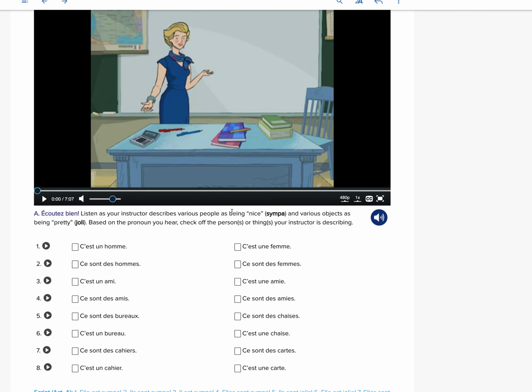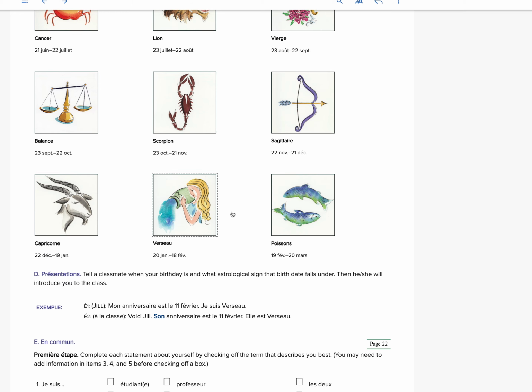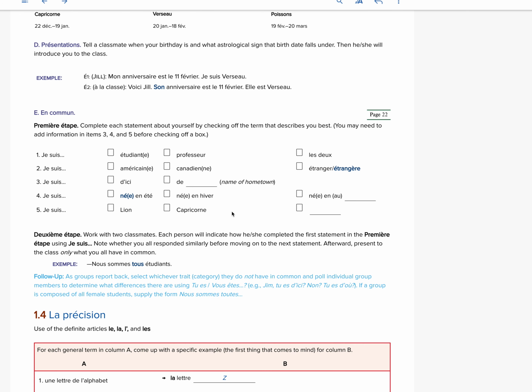And let's see. We will use être to describe, right? So you will also say what profession you are. I am a professor. I'm a student. I'm American. I'm Canadian. I'm from here. I'm from Dallas. I was born during the summer. I was born in winter. I was born in a specific month. Right? I am a Capricorn. Right? I am Libra. Okay?